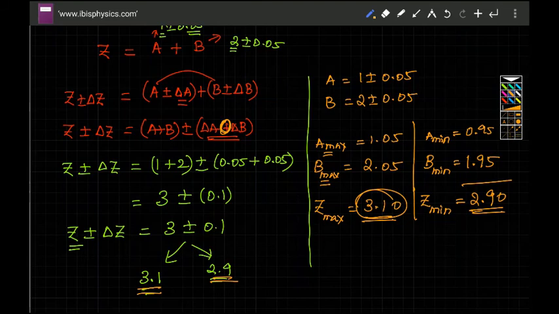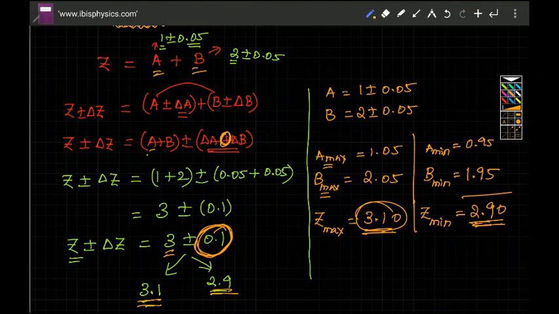So what we are saying based on this is that when you add A and B, the maximum possible variation is between 3.1 and 2.9. That means the maximum possible variation of 0.1 will happen with respect to the sum of the values. Here A is actually A mean, B is actually B mean, which we derived in the previous video.